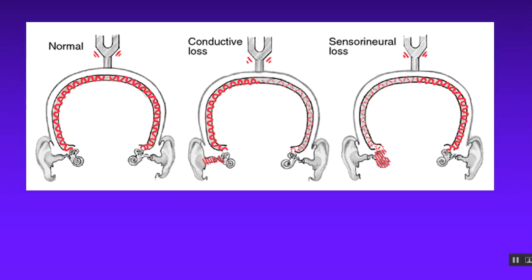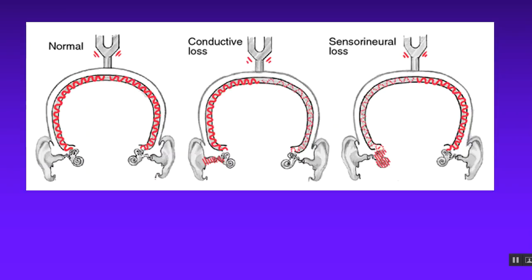So a way to screen for this is a couple of tests. There's Weber's test, which you're seeing an example of here, and Rinne's test. Weber's test, this is the principle behind it. If you look on your left, starting with normal, you tap on your tuning fork. Typically use a 512 for this, not a 128, but you guys can use a 128.